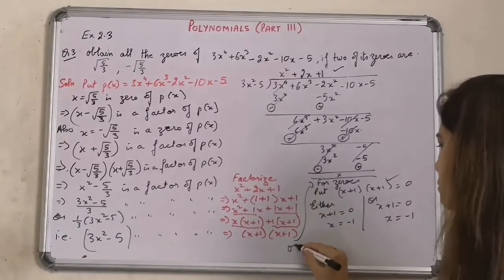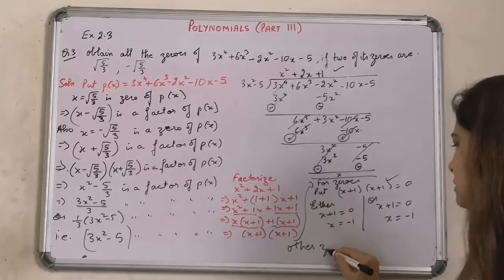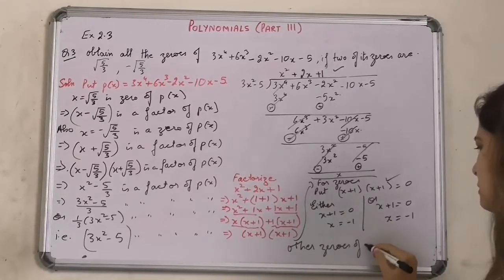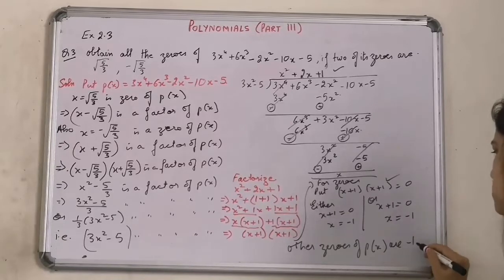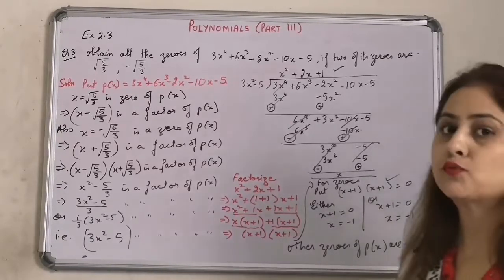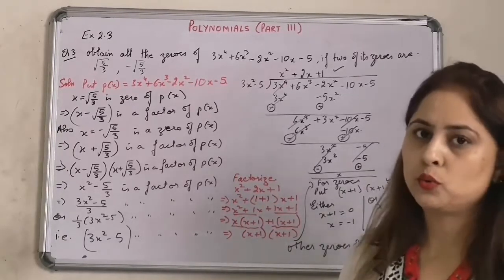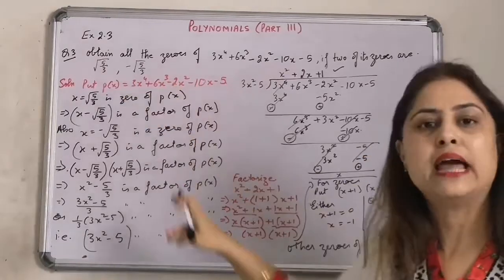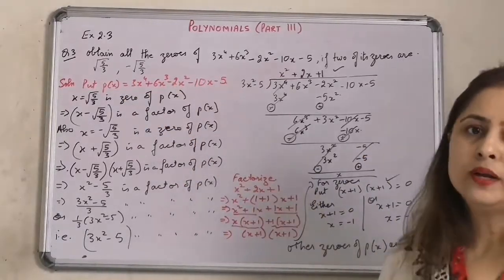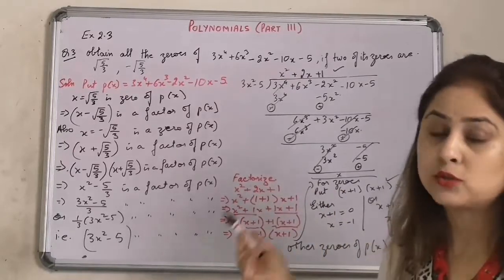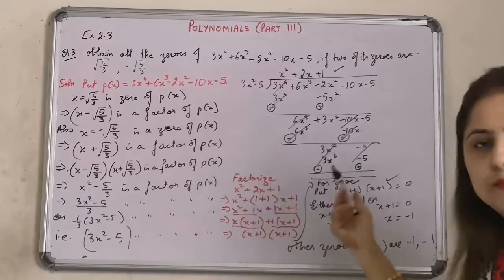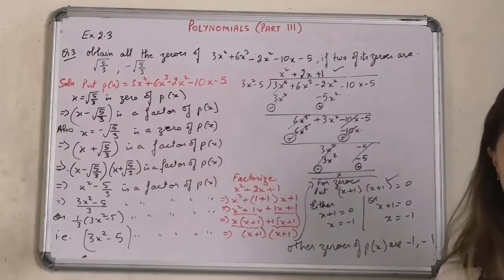So other zeros of px are minus 1 and minus 1, and if they ask for all the zeros, then you are supposed to mention the two zeros which are given as well. So please note this down, and a similar question there is in the example preceding the exercise, so do not forget to do that. We'll proceed to the next question, number 4 of the exercise after this.